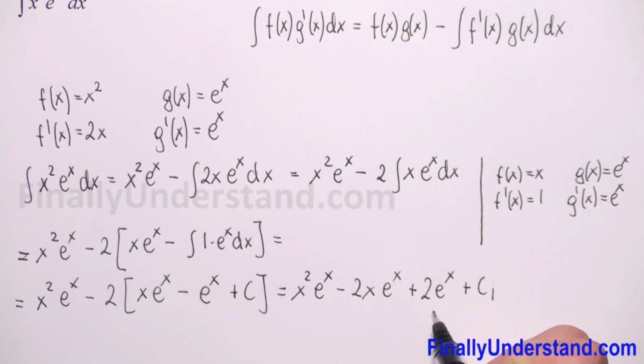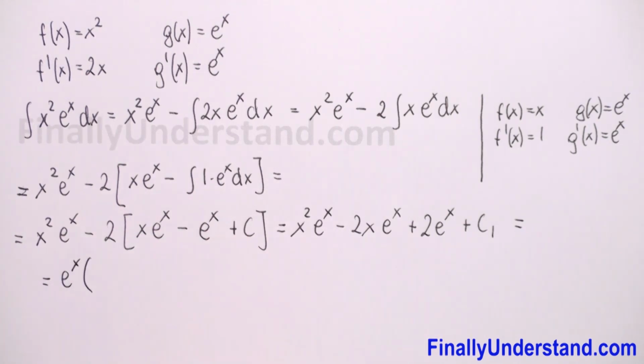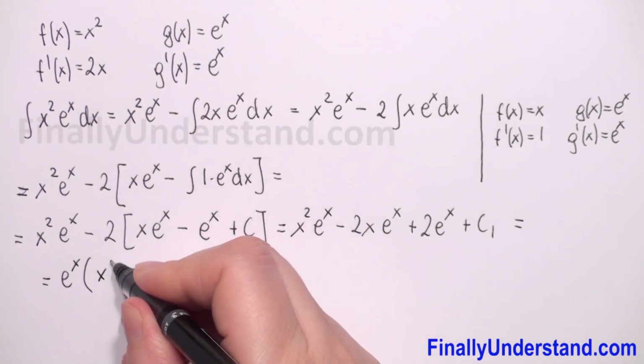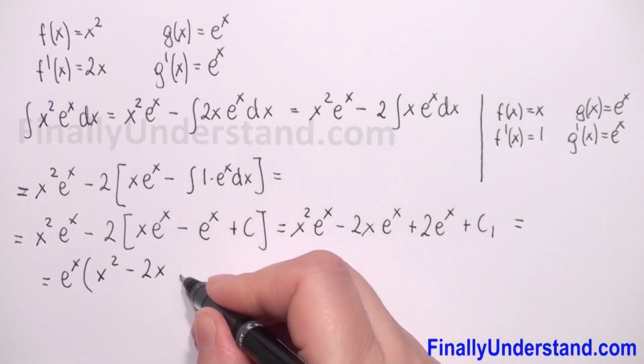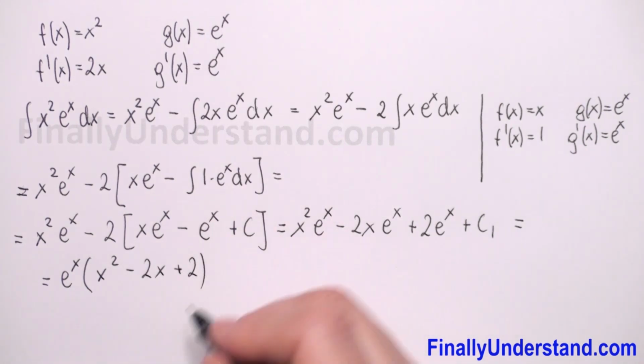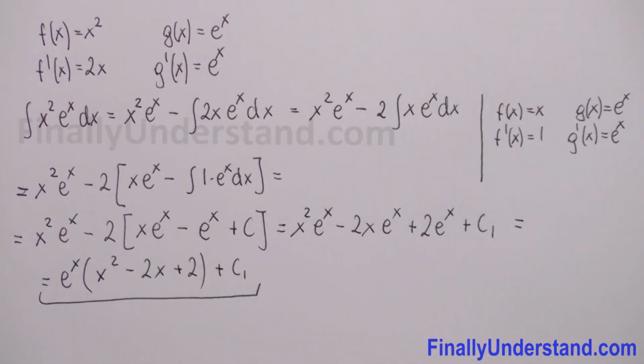Next, we can factorize e to power x. So this is equal to e to power x, and in parentheses we will have x squared minus 2x plus 2, plus constant c1. This is my solution.